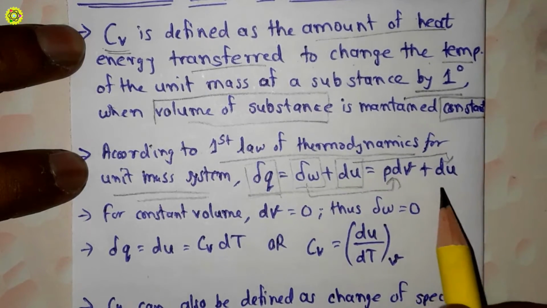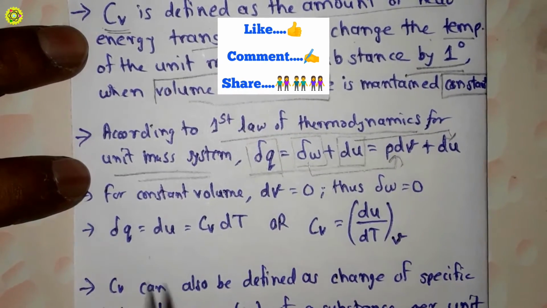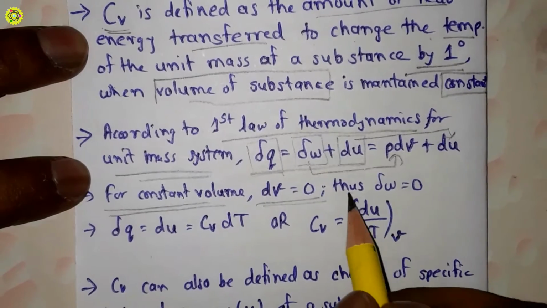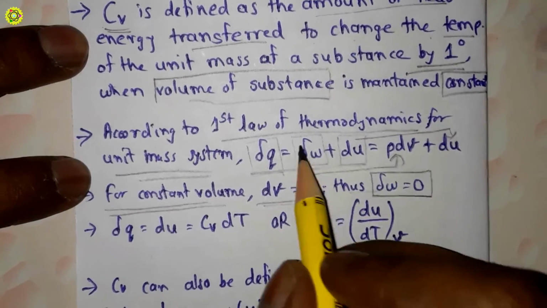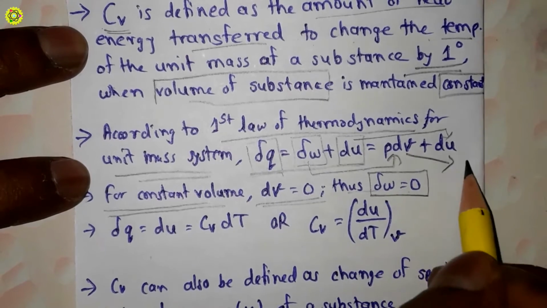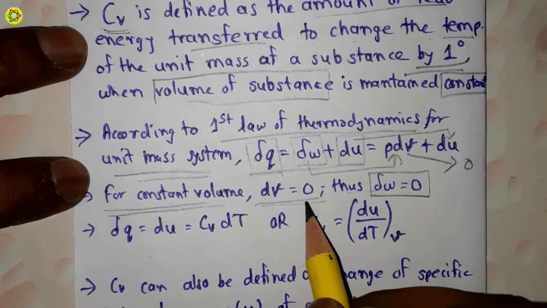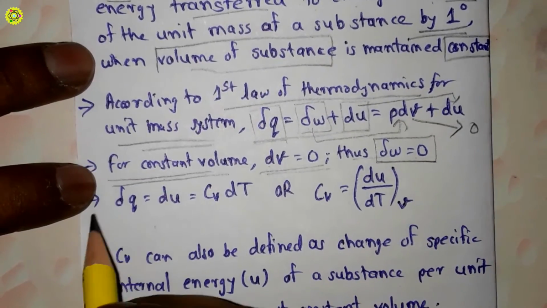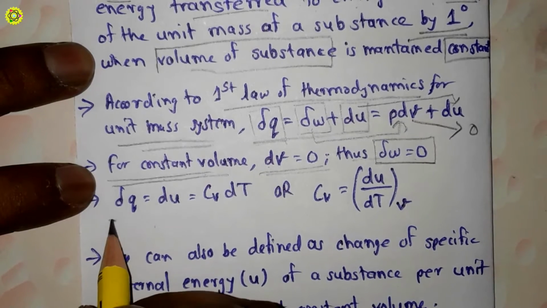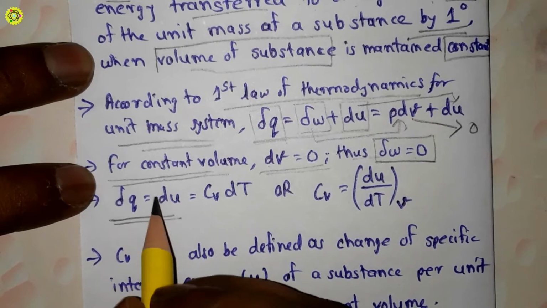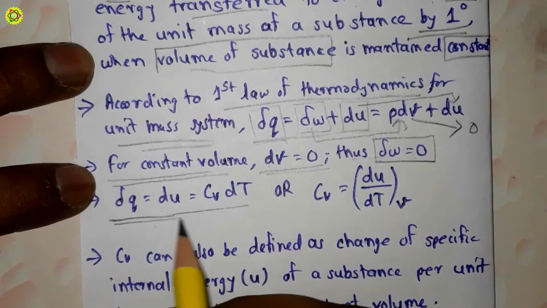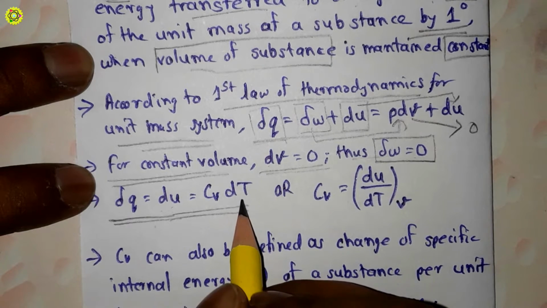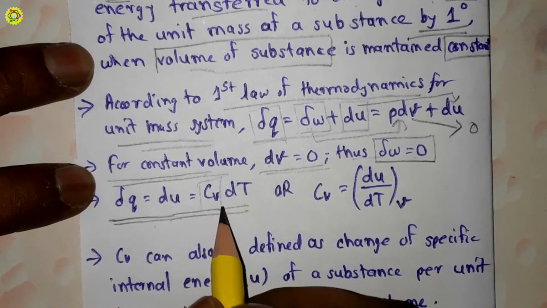Now, for constant volume, dv is equal to 0. Thus delta W is equal to 0, since pdv becomes 0 as dv is 0, as this is a constant volume process. So delta Q is equal to du, we are left with du here, and this is equal to Cv dT. du is equal to Cv dT. dT is the change in temperature and Cv is the specific heat at constant volume.